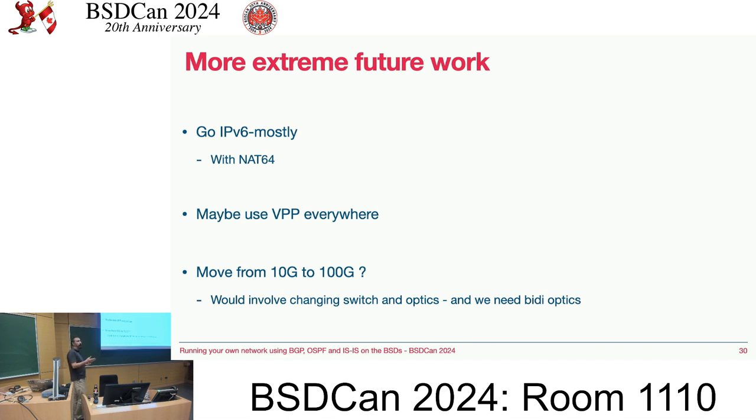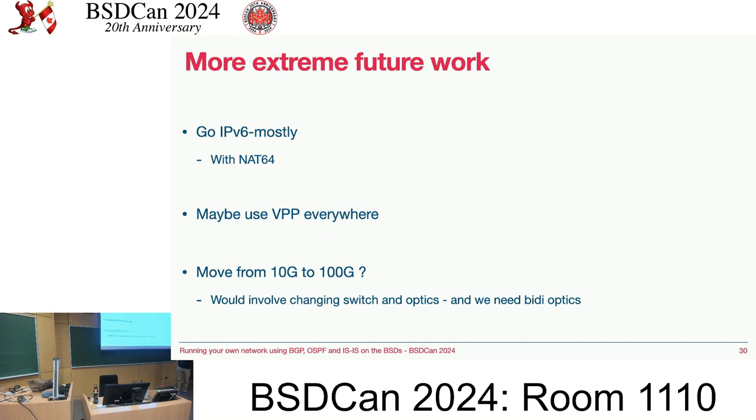I do have a VLAN that also has a dedicated access point where I do IPv6 only, but that's one test. IPv6 mostly means having NAT64 working and all the chain of resolvers and everything on v6. Maybe use VPP everywhere one day.